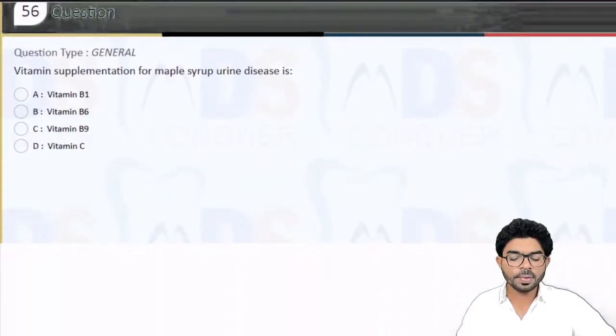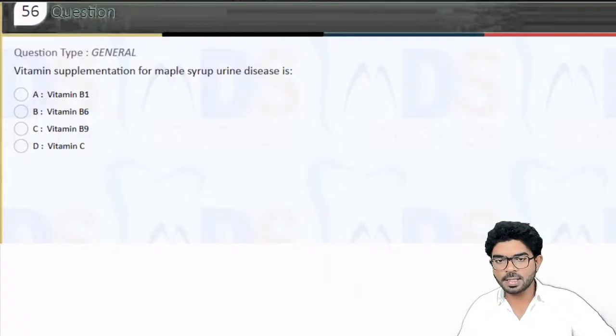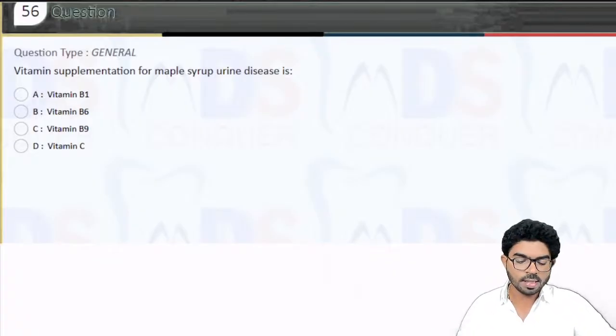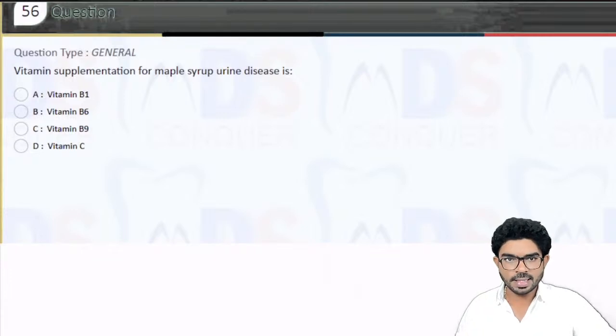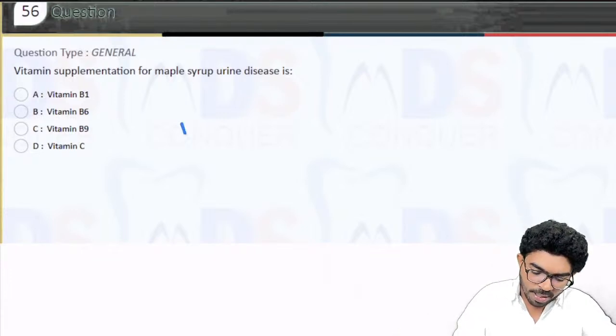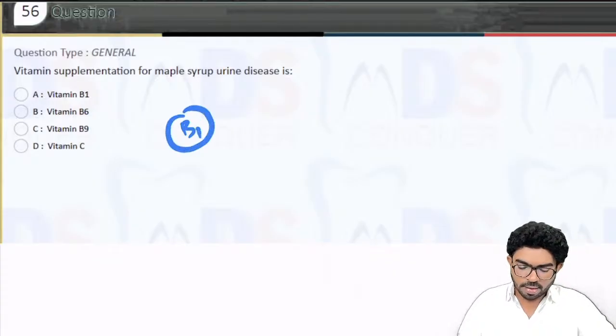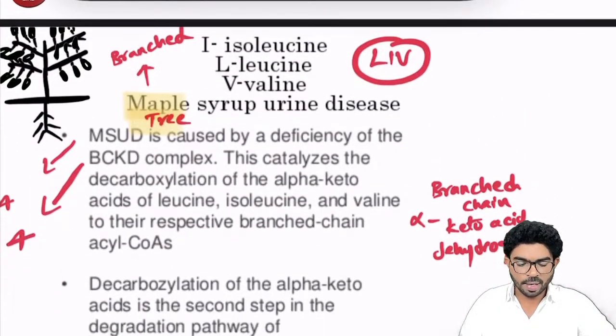Then jumping into maple syrup urine disease. Again, maple syrup urine disease has been discussed with you. They're talking about the vitamin supplement that is required. The vitamin supplement that is required is thiamine. The answer is B1. If you go in detail, a very, very important thing, the same slide I have kept here.